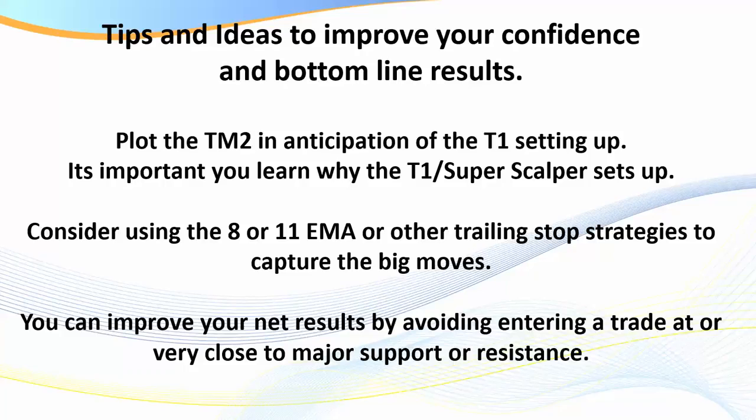You can also improve your net results by avoiding entering a trade at or very close to major support or resistance. Very important, traders. So if you're about to go long and you've got the 200 EMA straight above you, say you're right up against the EMA and up against the floor pivot, there's a very high probability you're going to bounce. Consider not taking a trade at those points.